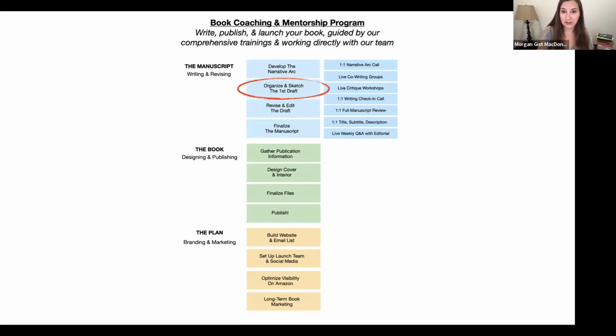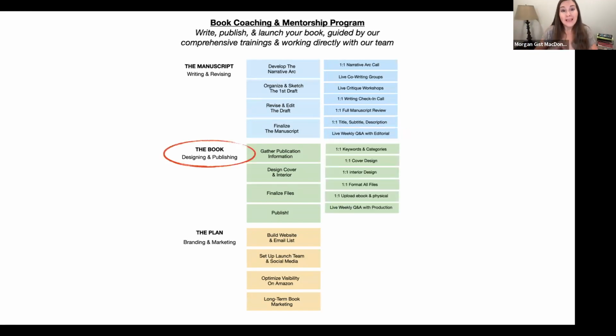We're organizing and sketching that first draft in the co-writing groups, the critique sessions, and the check-in call with your coach. We're revising and editing the draft with that full manuscript review. We're finalizing the manuscript together, looking at the title, the subtitle, the description, and the manuscript itself. Is it ready to go into production? Do we have all those bits and pieces ready to go? And we're answering every single question you've got along the way. Then it's ready to become a book.